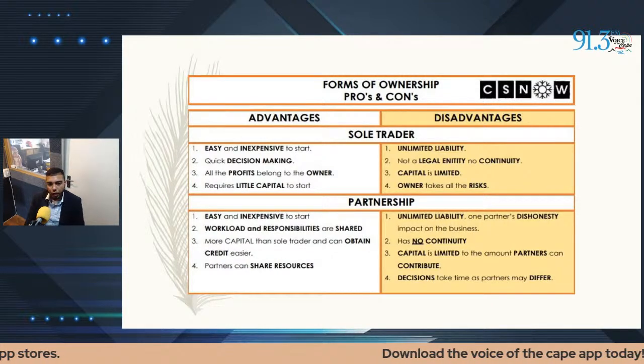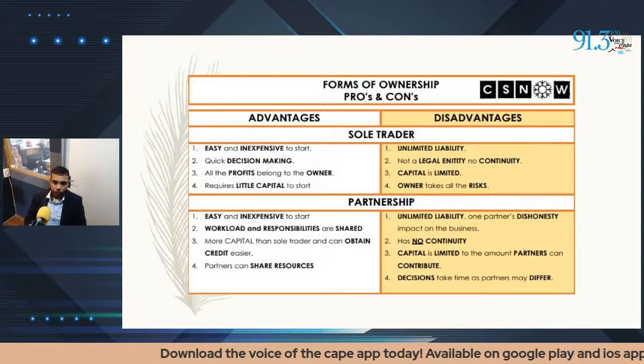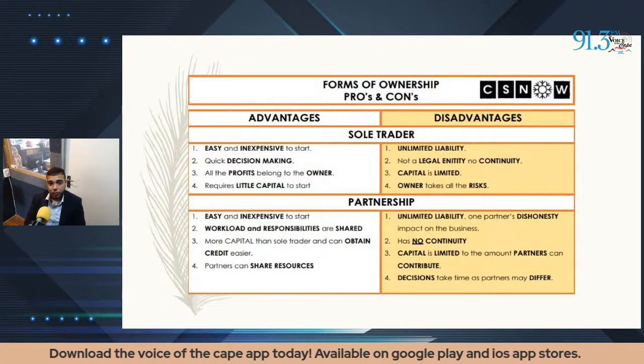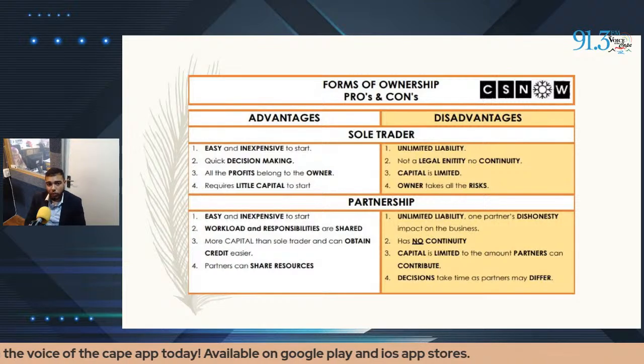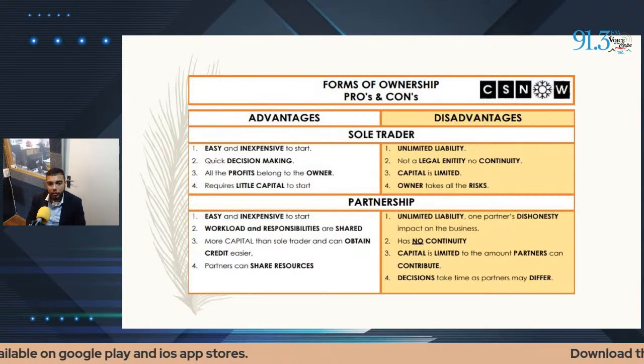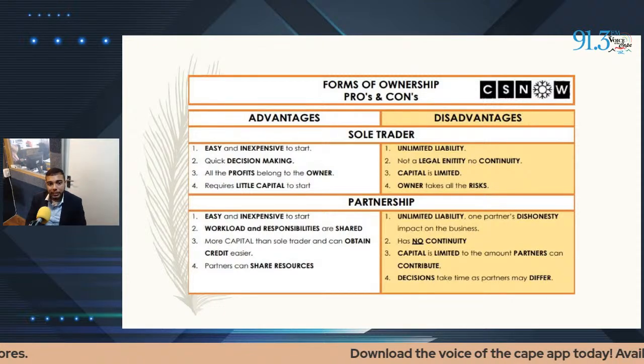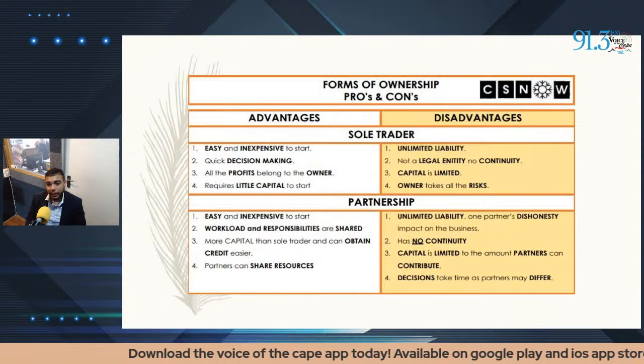Partnership, what you need to know: partnership is two or more owners. It is easy and inexpensive to start as well. Workload and responsibilities are shared. More capital than a sole trader, and credit can be obtained easier. Partners can share resources. The disadvantages: unlimited liability.